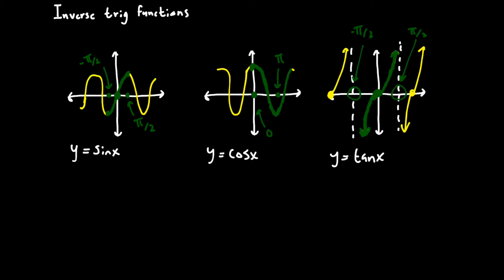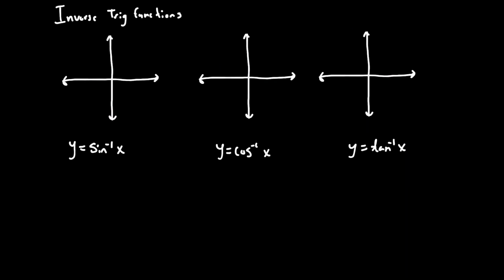While we'll use these domains to define our inverse trig functions, there are in actuality infinitely many different domains that we can use as long as our function remains one-to-one. Now, given our restricted domain, the graph of each inverse trig function is obtained by reflecting the graph of our trig function over the line y equals x.